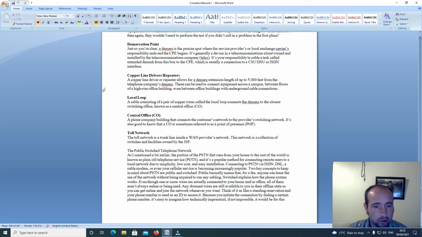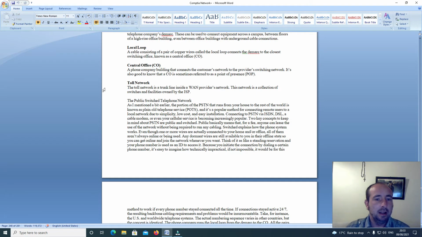Copper line drivers, repeaters. A copper line driver or repeater allows for a demarc extension length of up to 5,000 feet from the telephone company's demarc. These can be used to connect equipment across a campus, between floors of a high-rise office building, even between office buildings with underground cable connections.